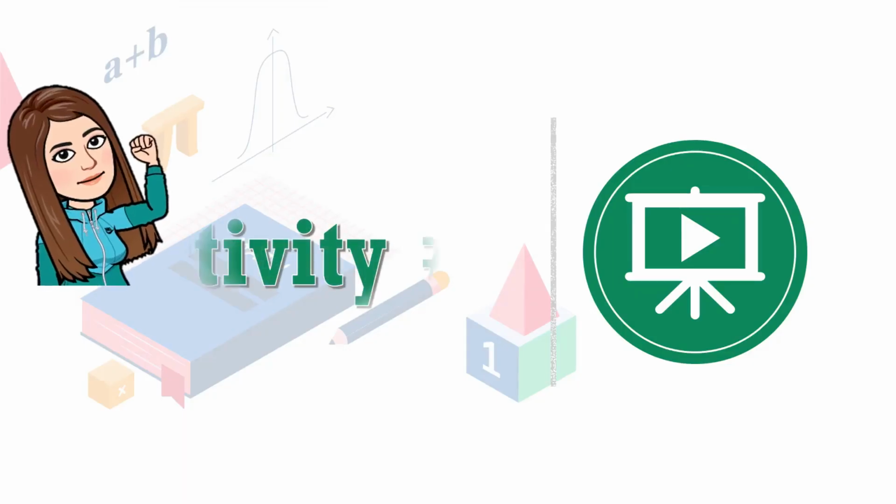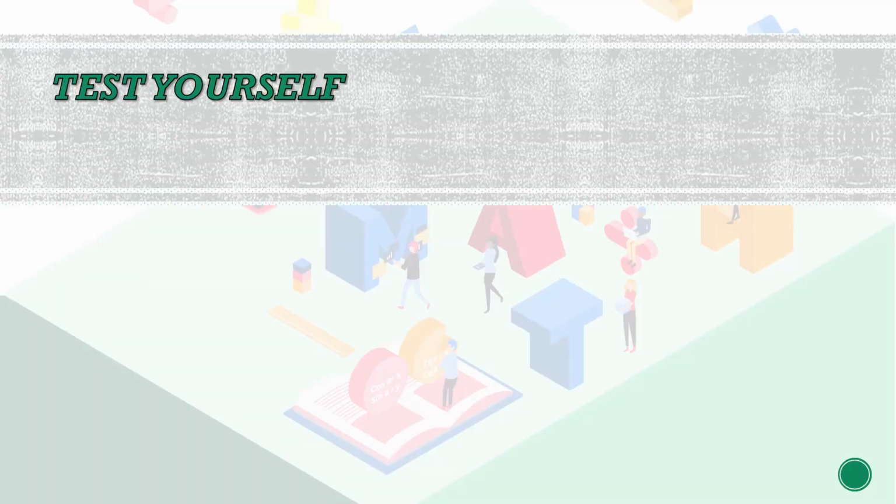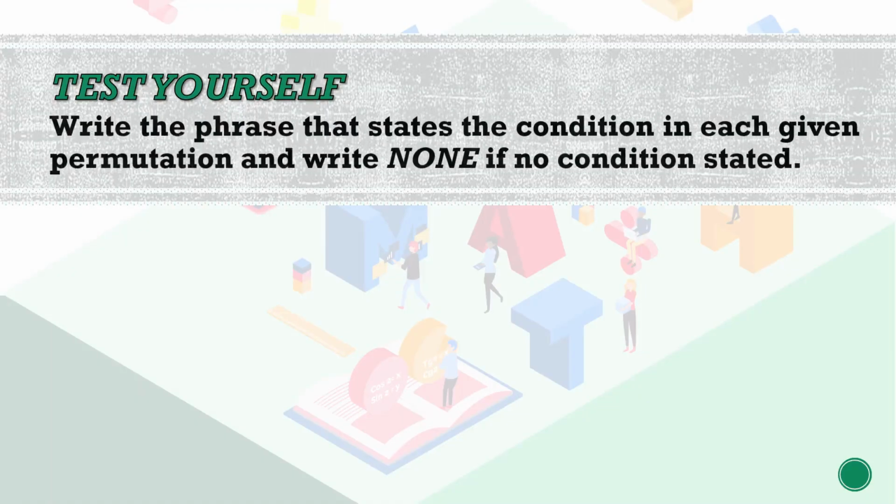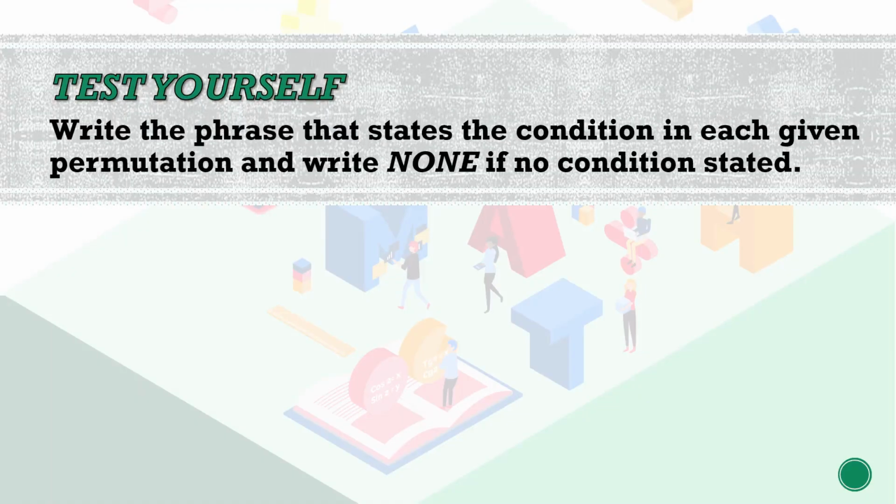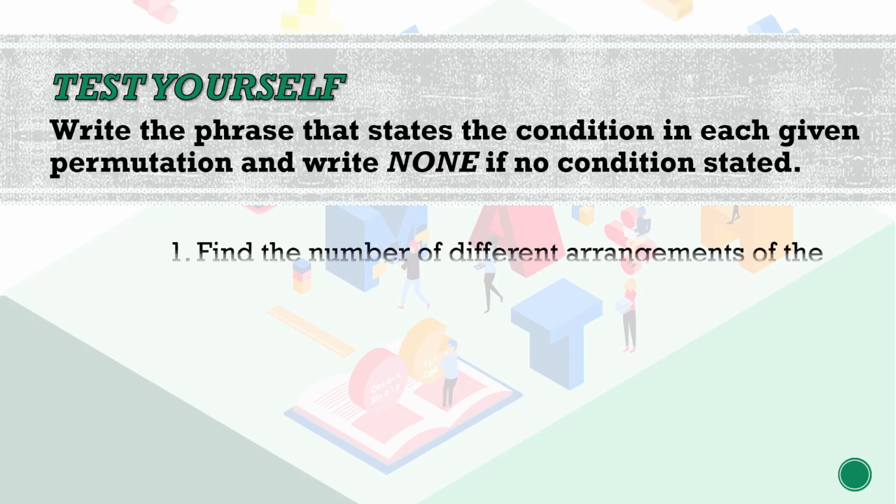And for our third activity, you have to write the phrase that states the condition in each given permutation and write none if no condition is stated.